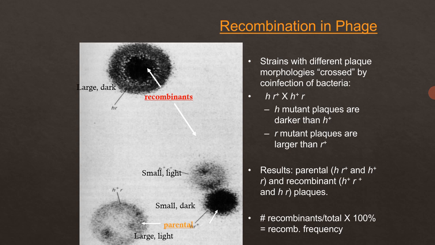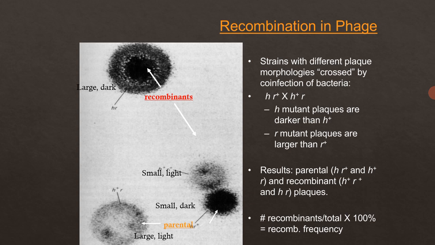Similarly, R plus is for smaller, so R will be for larger. Okay, so this is how you can remember the four recombinants. This is the plaque morphology, your topic. So we got four different kinds of plaques: H plus R plus, HR plus, H plus R, and HR.